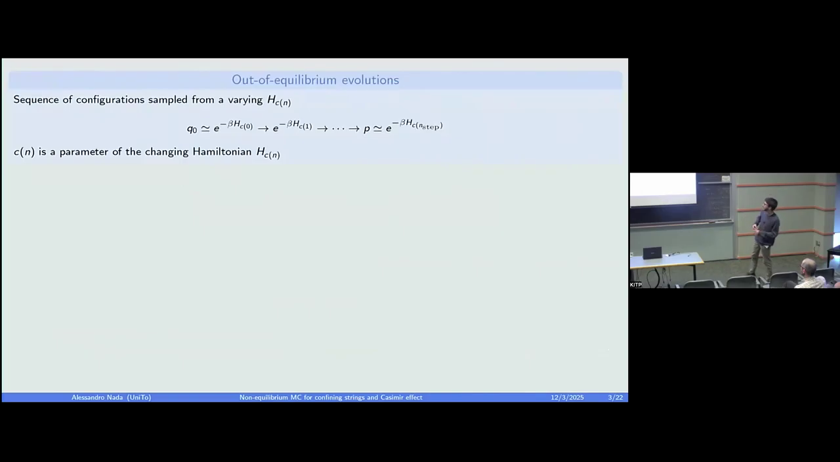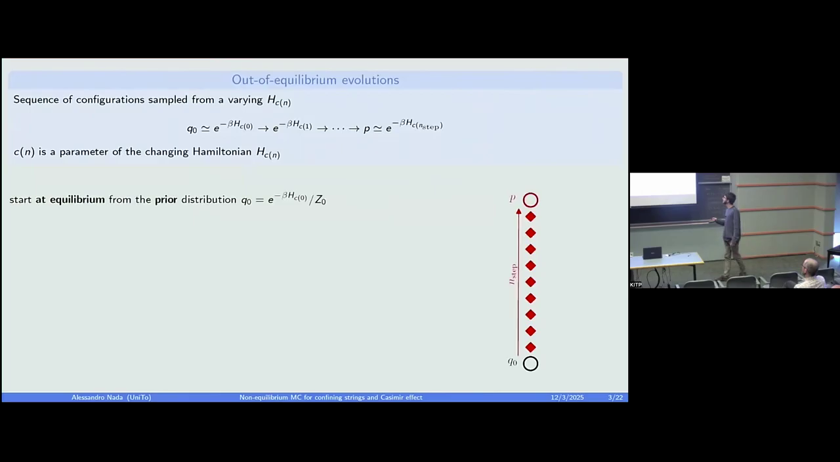So what I'm going to explain in the next 5 to 10 minutes is how to work out a framework to do out of equilibrium Monte Carlo simulations. The idea is that we start from a prior distribution, which I'm calling Q0 for now, and end up with our target distribution, which I still call P. In order to do that, I interpolate between these two distributions with some intermediate Hamiltonians, which depend on some parameter c of n, which I will call the protocol. So you have to imagine such a sequence of distributions which interpolate between prior and target.